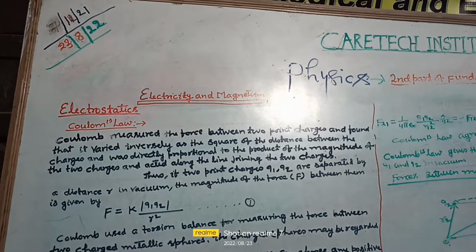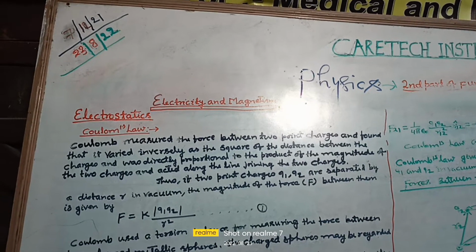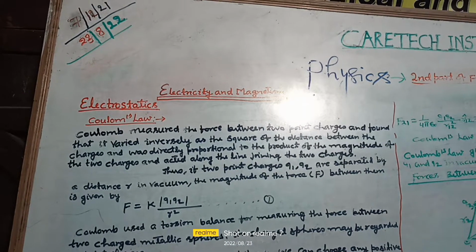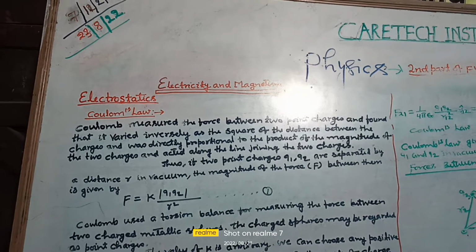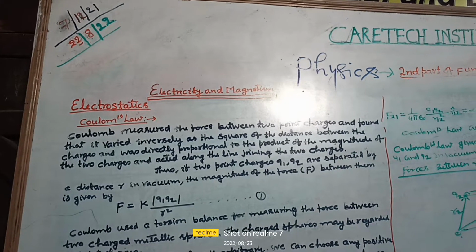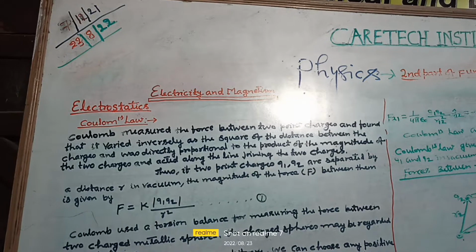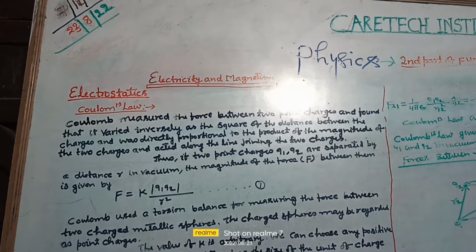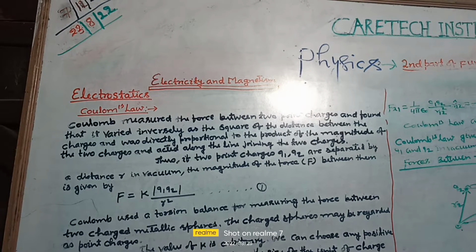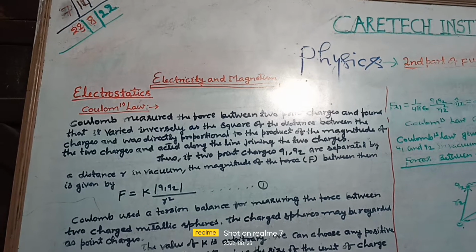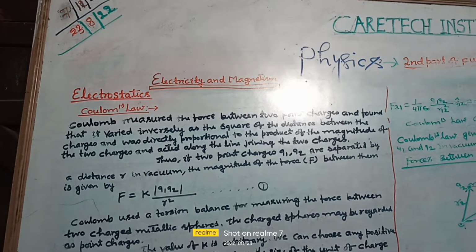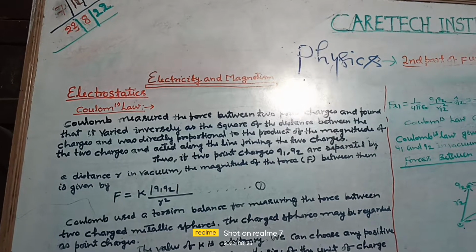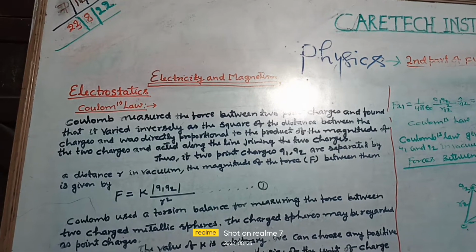Today we shall study about electrostatics. In electrostatics, we study Coulomb's law. Coulomb measured the force between two point charges and found that it varied inversely as the square of the distance between the charges and was directly proportional to the product of the magnitude of the two charges and acted along the line joining the two charges.